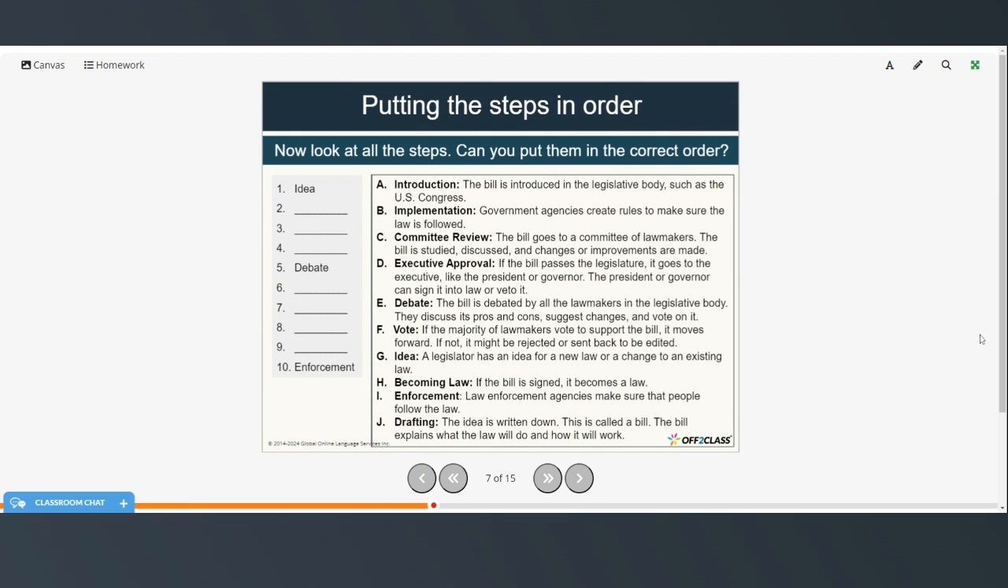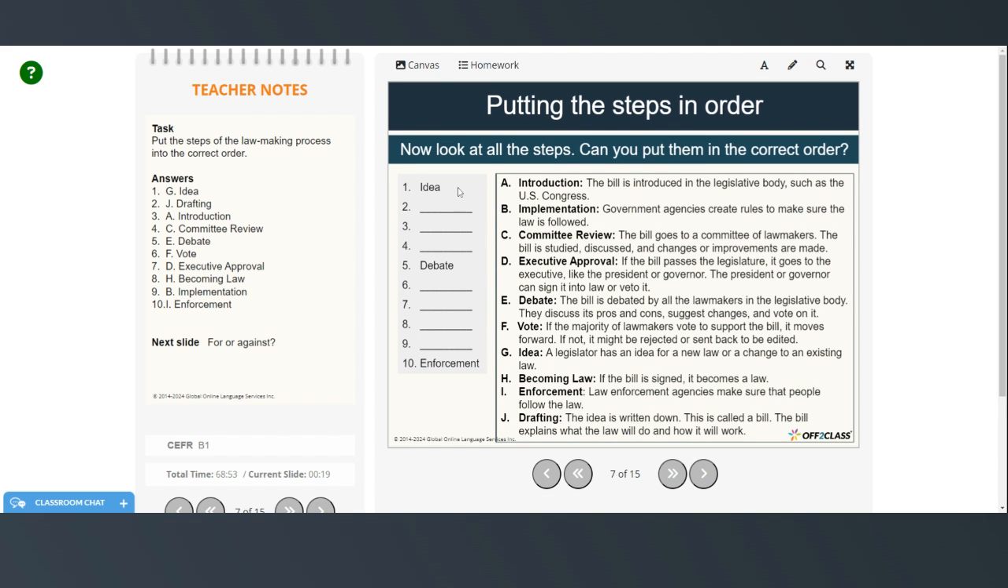Alright, now look at all the steps and see if you can put them in the correct order. You can pause the video and try that on your own, and then restart when you're ready to continue. First we start with an idea. The next step would be letter J, drafting. Then we have A, introduction. And then C, committee review.